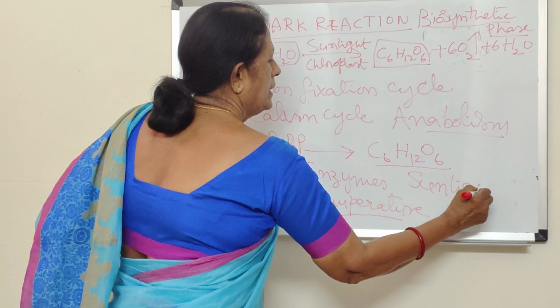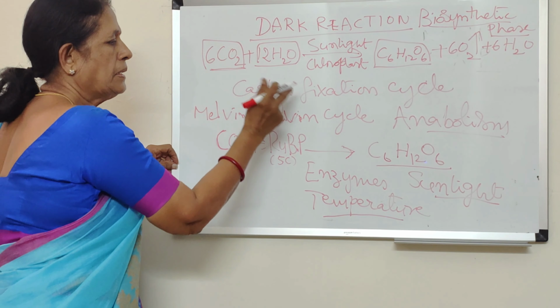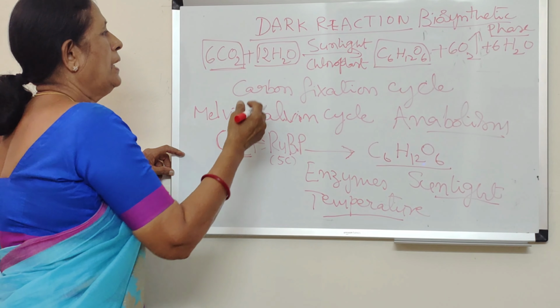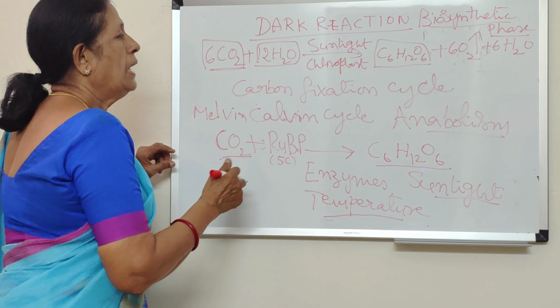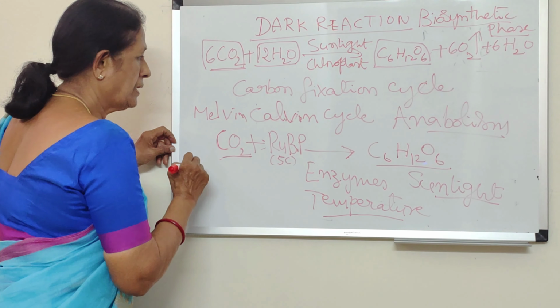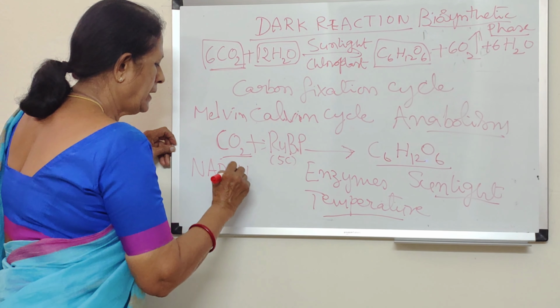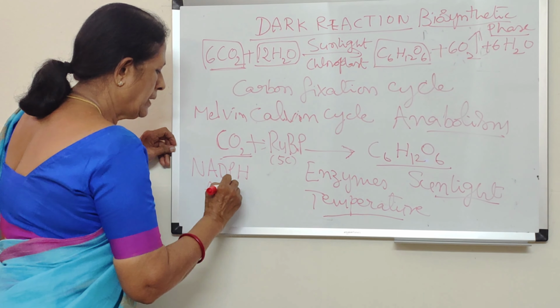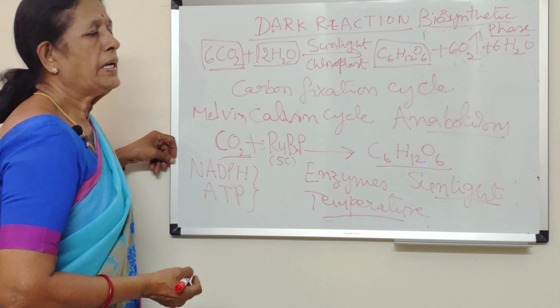So sunlight is very important, because that is where the plants get energy, and water is important for the process of photolysis. And next, the formation of energy-rich compounds. What are the end products of the light reaction? NADPH and ATP are the energy-rich compounds. They are called assimilatory power.